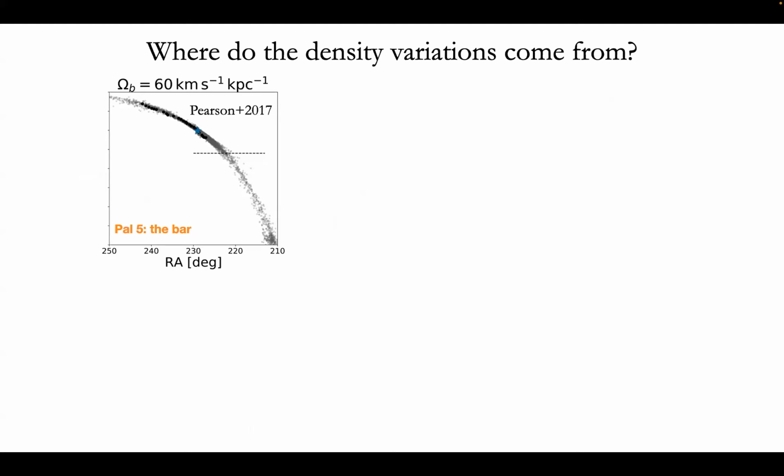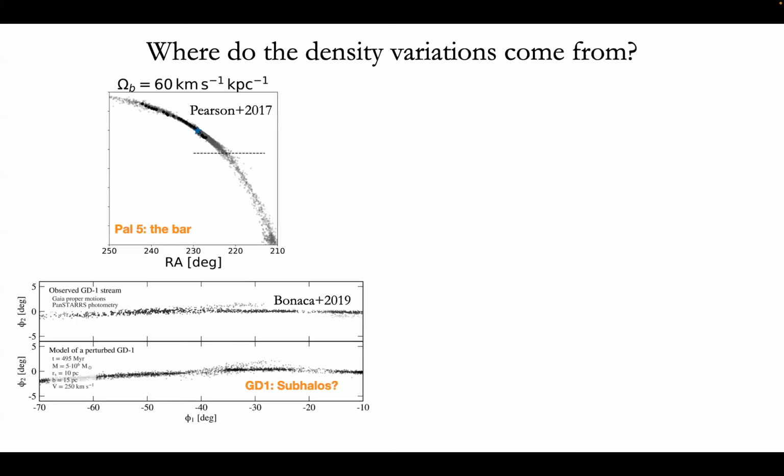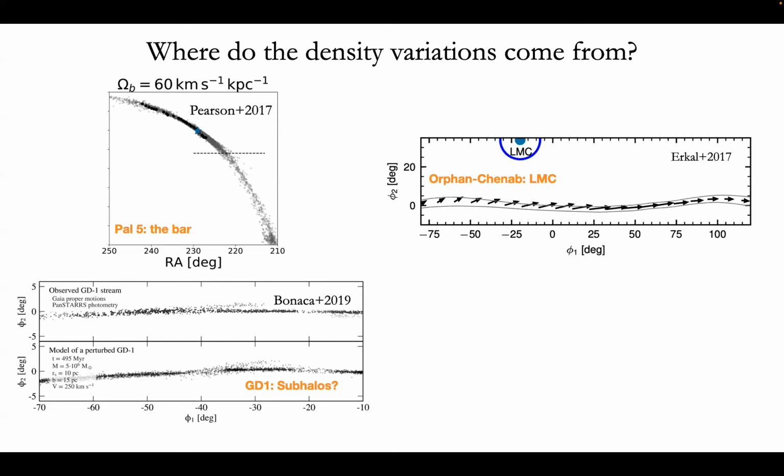I already mentioned how Pal 5 can feel the effect of the bar. So in the literature, it's been proposed that the asymmetric tidal tails of Pal 5 can be explained by it being in resonance with the bar. GD-1, seeing this a few times now, has this gap and bifurcation, which is very well modeled by an interaction with a 10^6 solar mass subhalo. One thing I haven't mentioned so far, which is surprising, is that the LMC is the biggest subhalo in the Milky Way in a sense, and it can also have a very outsized effect on streams.